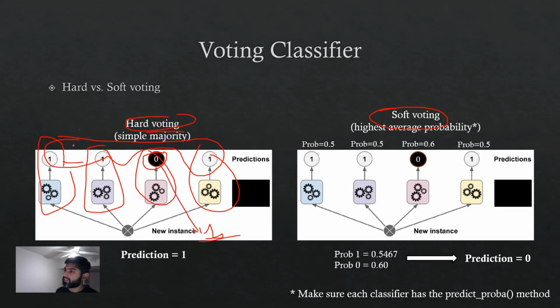So majority says one. The final result is one. That's what majority means in the hard voting concept. While if you use the soft voting idea, you use the probability idea: how confident is this model about its prediction? It's 0.5, 50% confident. What you use to get these probabilities in Python is a function called predict_proba.